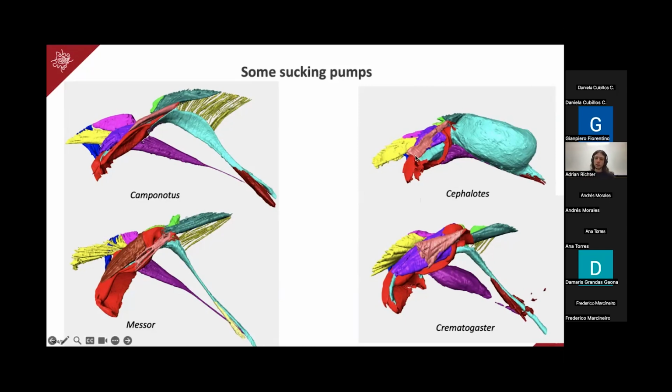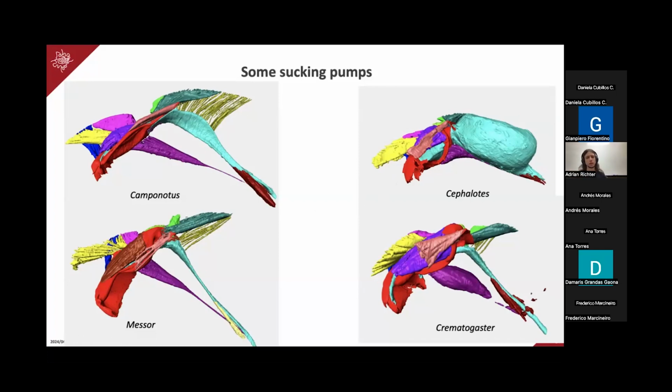The Cephalotes here at the top is super weird, that is very unusual. You see that there is this huge balloon-like expansion of the sucking pump behind these muscles. And I found that in several Cephalotes species, but not really in any other ants so far. It fills out a pretty big portion of the head, actually, this balloon-like expansion.